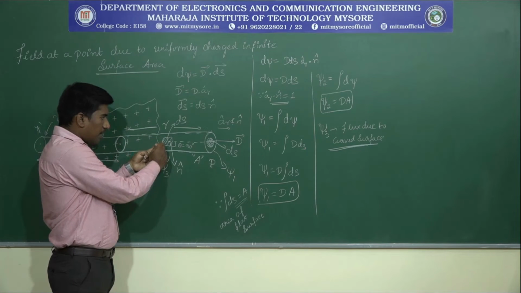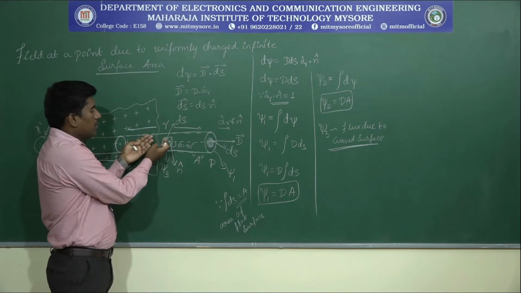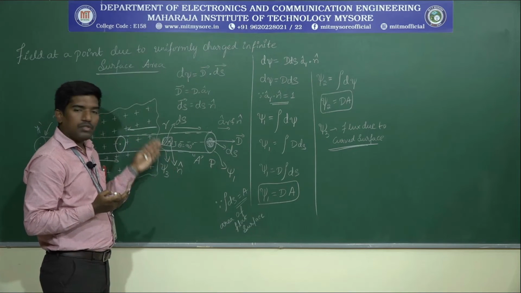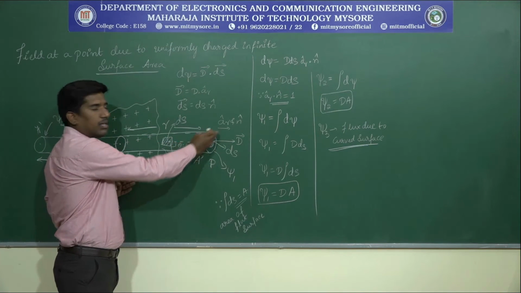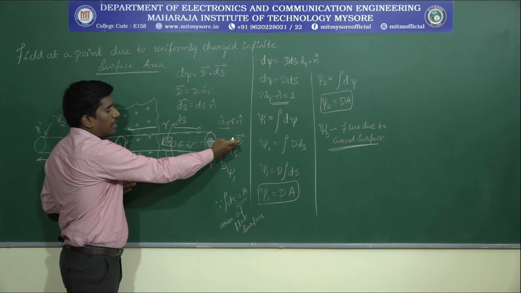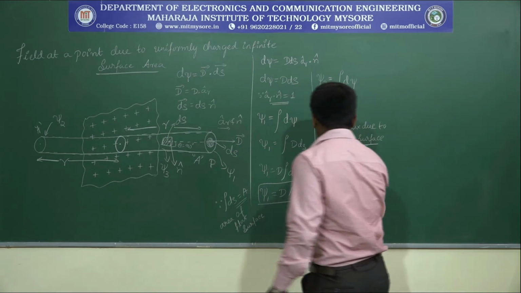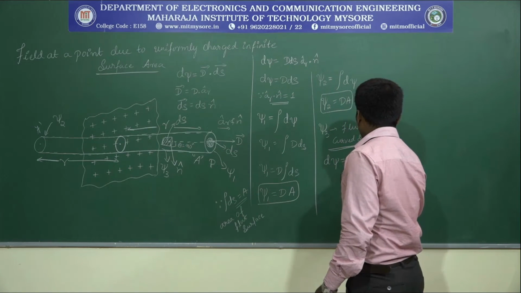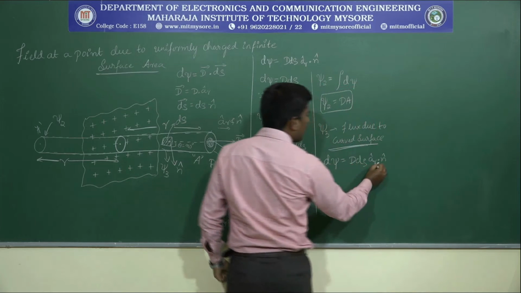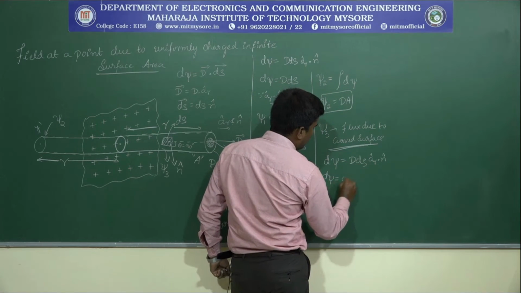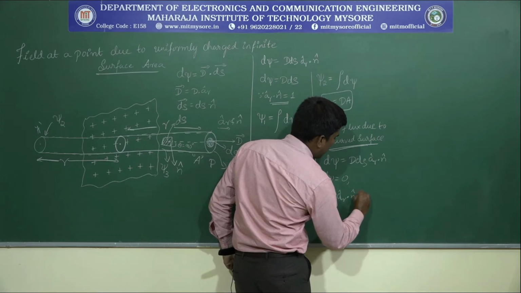Got it? So if I consider the elementary area on the surface of this cylinder, n cap is normal to the surface of the cylinder. Since it is normal to the surface, it forms an angle theta of 90 degrees with the direction of the electric flux density, the unit vector a cap r. Therefore the elementary flux d psi is equal to D into dS into a cap r dot n cap, which becomes 0, because a cap r dot n cap is equal to 0.